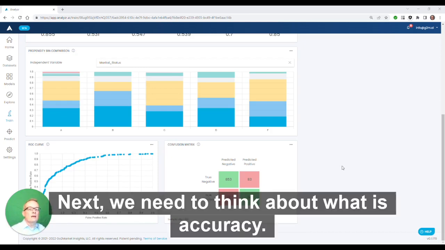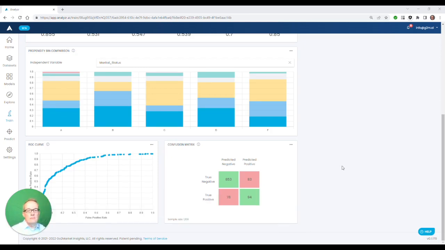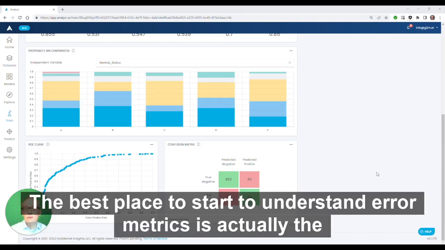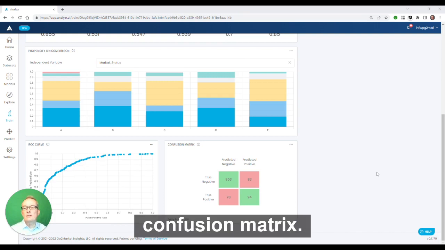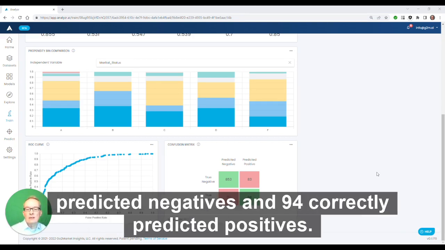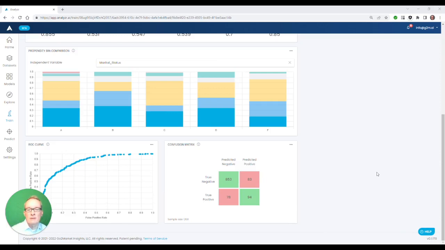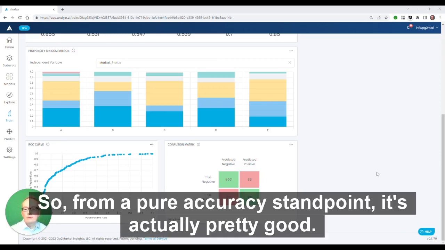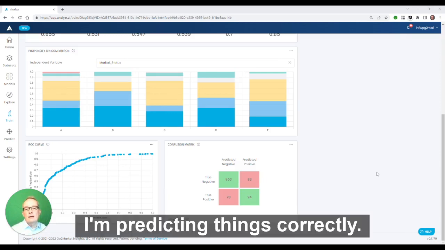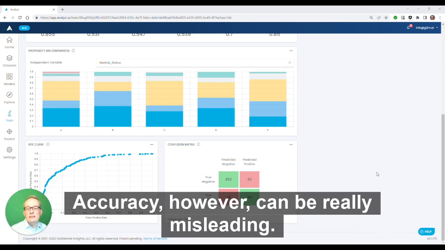Next, we need to think about what is accuracy. The best place to start to understand error metrics is actually the confusion matrix. Remember, we just looked at it, and we said that we had 853 correctly predicted negatives and 94 correctly predicted positives. So from a purely accuracy standpoint, it's actually pretty good. It means 86% of the time, I'm predicting things correctly. Accuracy, however, can be really misleading.